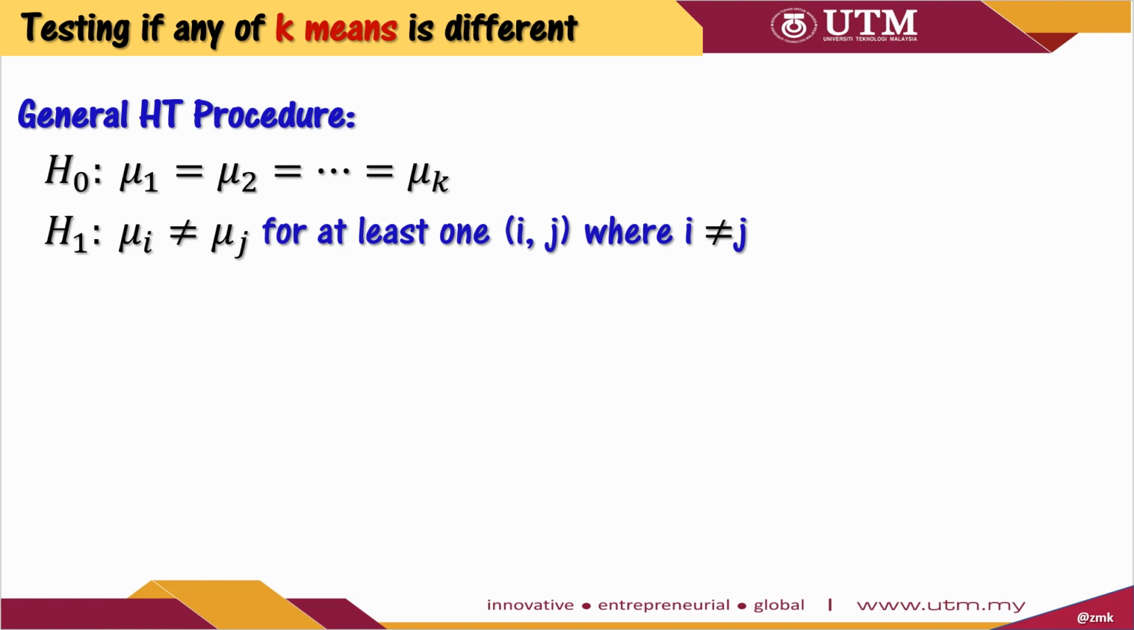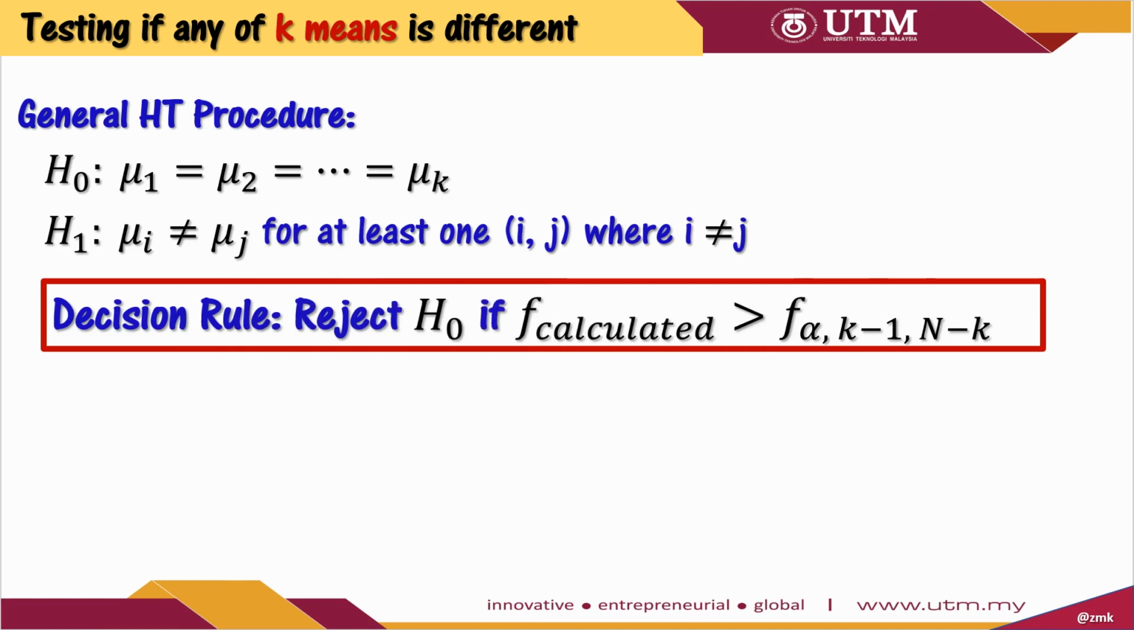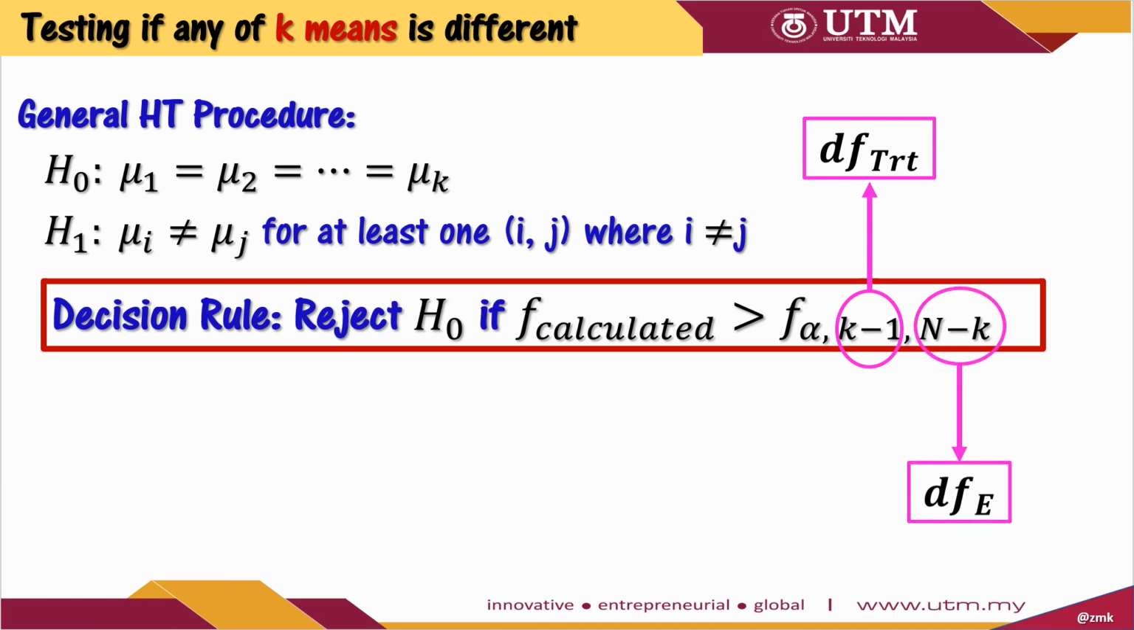Second, the decision rule is to reject H0 if the calculated F ratio, which is the F test, is greater than the right-sided critical value, which is the value of F at the alpha level of significance with degrees of freedom K minus 1 and capital N minus K, where K minus 1 is the treatment degrees of freedom and the capital N minus K is the error degrees of freedom.